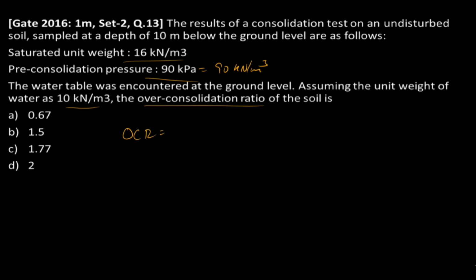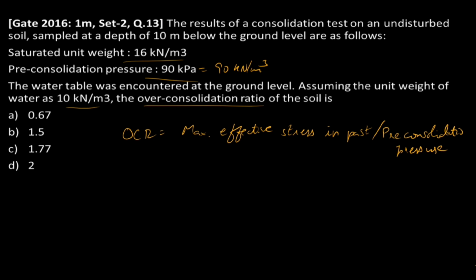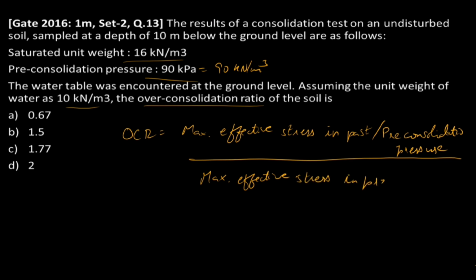So over consolidation ratio, OCR, will be equal to the maximum effective stress in past, or pre-consolidation pressure, divided by the maximum effective stress in present.